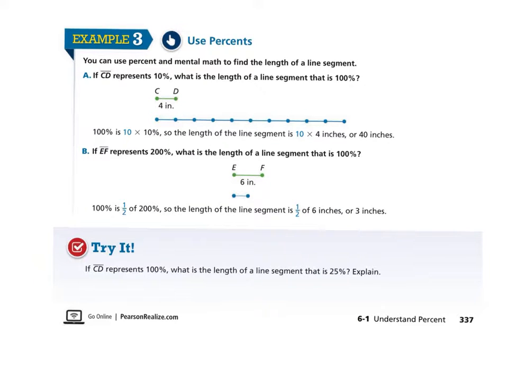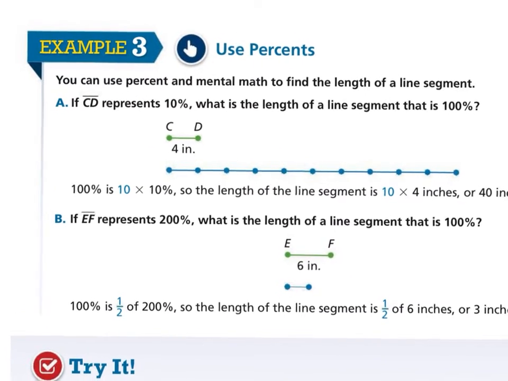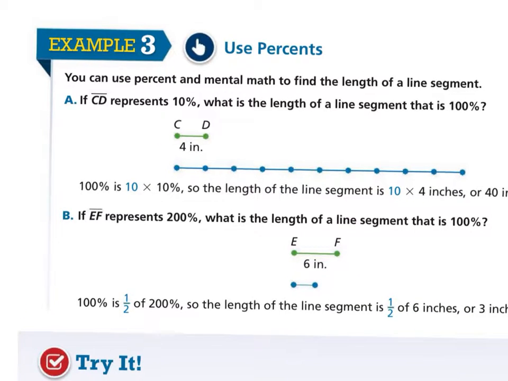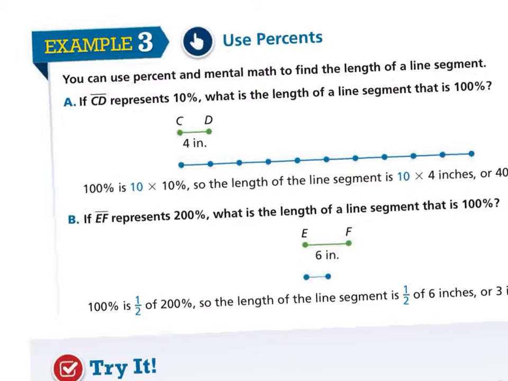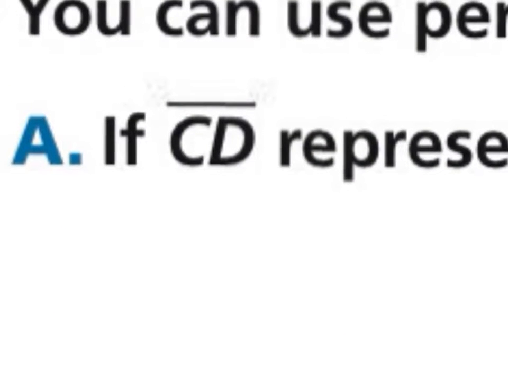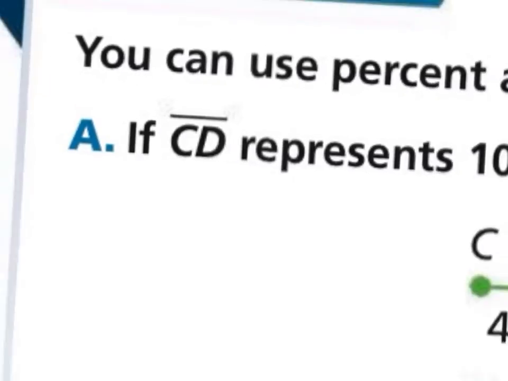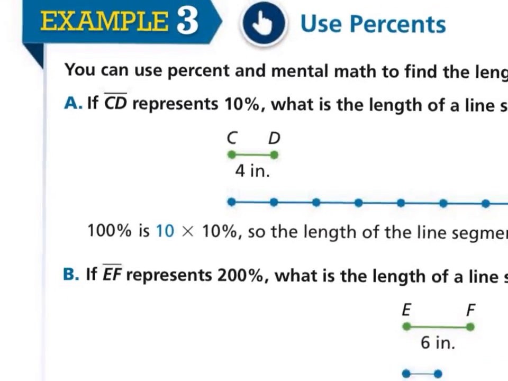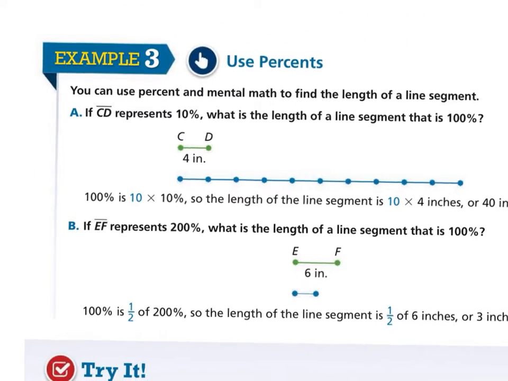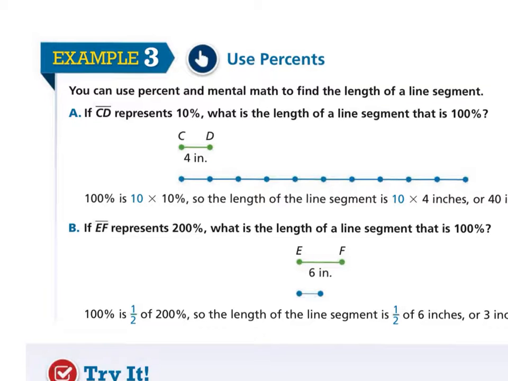Example 3: you can use percent and mental math to find the length of a line segment. If this is read as segment CD, with a bar over it like that, that's segment CD. So if segment CD represents 10%, what's the length of a line segment that is 100%? There are different ways of doing this. What the book's doing is drawing out here's 10% and another 10% and another 10%, until they get to the 100% mark.